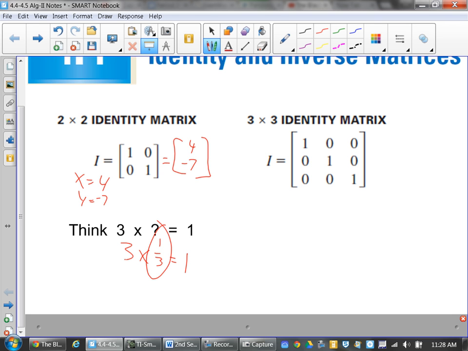So what we're going to be able to do here is multiply using the multiplicative identity. 3 times its inverse is always 1. What we're going to be able to do here is take the multiplicative inverse of a matrix to find its identity.